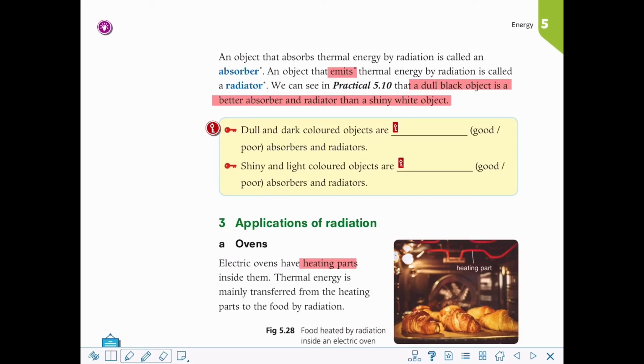Let's continue. An object that absorbs thermal energy by radiation is called an absorber. An object that emits, that gives out thermal energy by radiation is called a radiator. We can see in practical 5.10 that a dull black object is a better absorber and radiator than a shiny white object. Summary. Dull and dark colored objects are good absorbers and radiators. Shiny and light colored objects are poor absorbers and radiators.